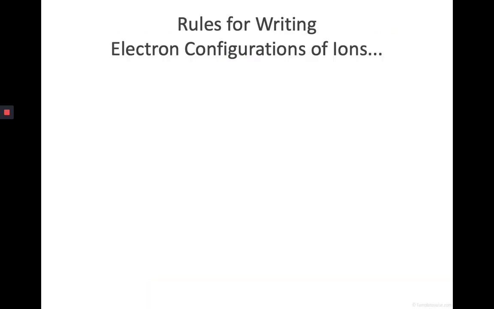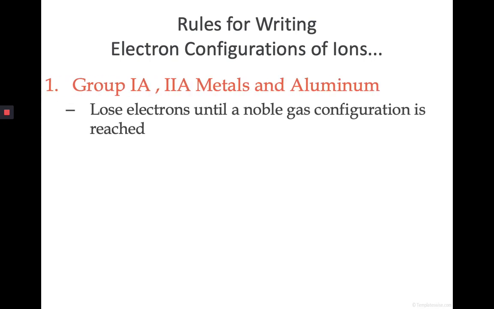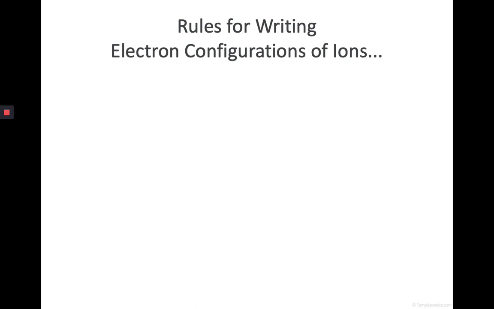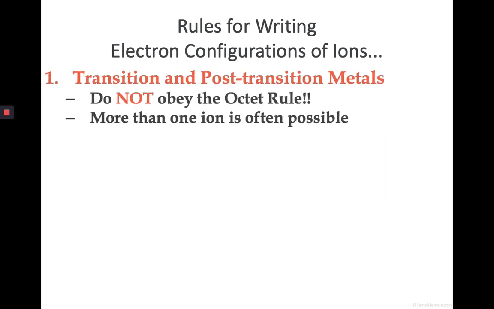Okay, and there are a few rules also for writing the electron configurations of ions. For group 1A, group 2A metals and aluminum, so generally metals, they lose electrons until a noble gas configuration is reached. Nonmetals gain electrons until a noble gas configuration is reached, meaning they have 8 valence electrons. Now another set is for transition and post-transition metals. They are quite an exception because of the presence of the D block, but generally in terms of the S and the P, the goal is still the same. Okay, so more than one ion is often possible.